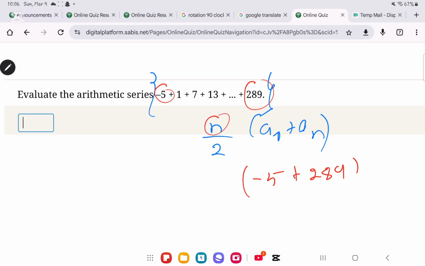The only thing we need is n. How do we find the value of n? First of all, we need to make the equation. We will take these two. We will find the common difference. The common difference is 1 minus 5, so it's going to be plus 6.